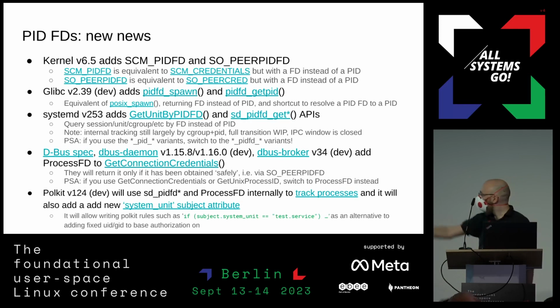Finally, Polkit, the next version of Polkit should be 1.24. We'll use all these fancy new APIs, PID FDs. So we'll switch to using the PID FDs internally to track processes. So it's safe from PID reuse CVEs. And also it will allow you to write a Polkit policy where you can say, hey, is my requestor part of the systemd unit foo.service? And you can make decisions based on the unit name. This is all safe to do thanks to all this stuff that happened upstream in the various projects. And that's it. Thank you.